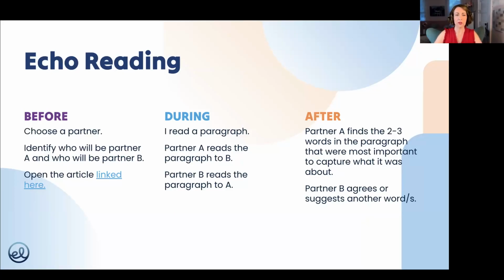Lots of questions about this. Do we put a higher reader with a lower reader so they can model? Actually, research says no. We should put like abilities together when we're doing partner reading. Kind of less intimidating that way. It might be like the blind leading the blind.